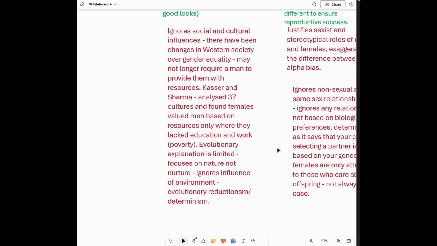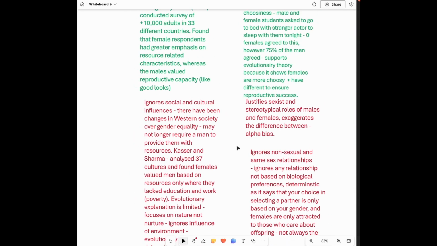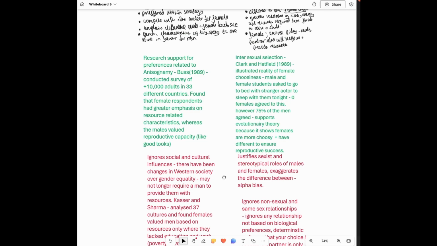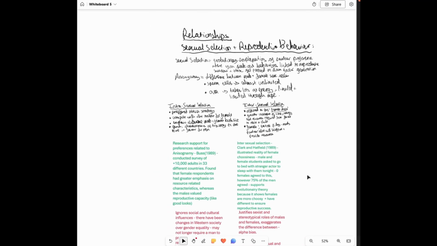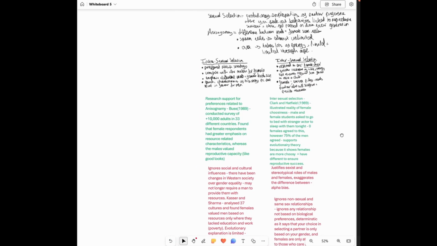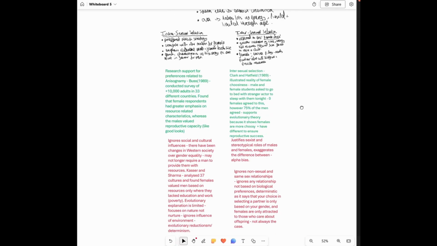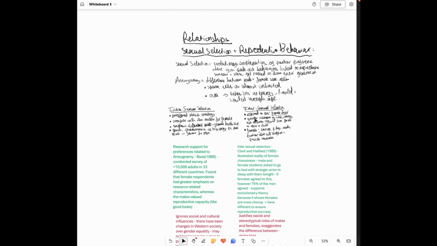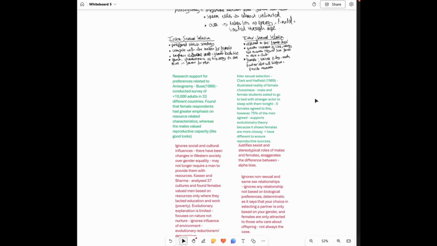Okay, and that's the whole subtopic for sexual selection and reproductive behaviour. This is like the biological approach for relationships, kind of. So yeah.